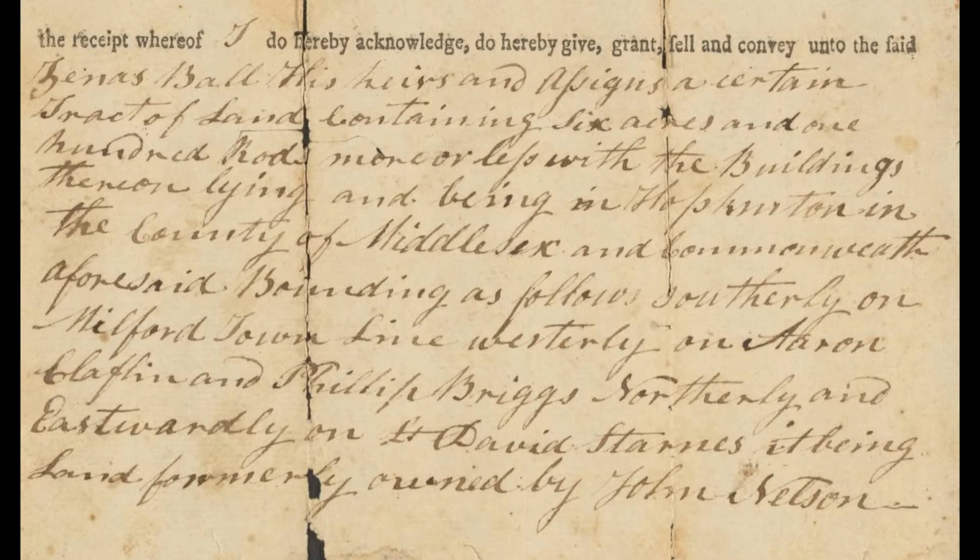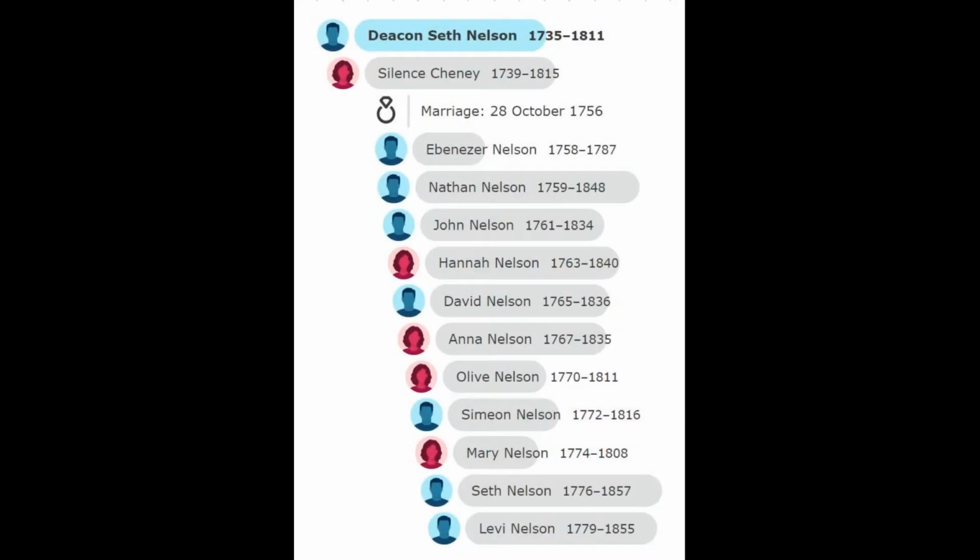Now, also archived at Harvard was a deed, an 1809 deed from Seth Nelson to Zenas Ball. And in that deed, Mr. Nelson mentions that the land was formerly owned by John Nelson. And from this 1887 publication, we learn a little bit more about John.